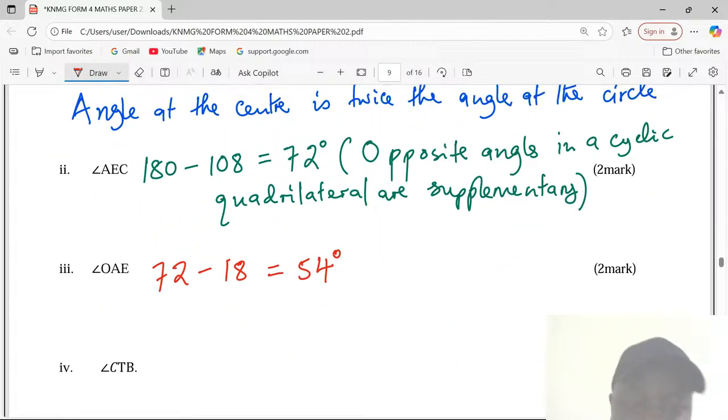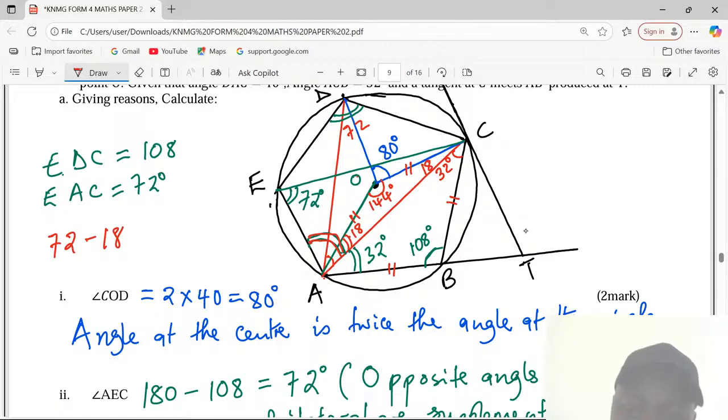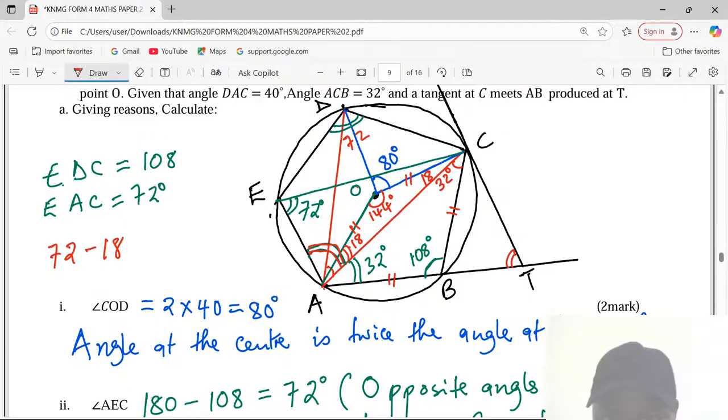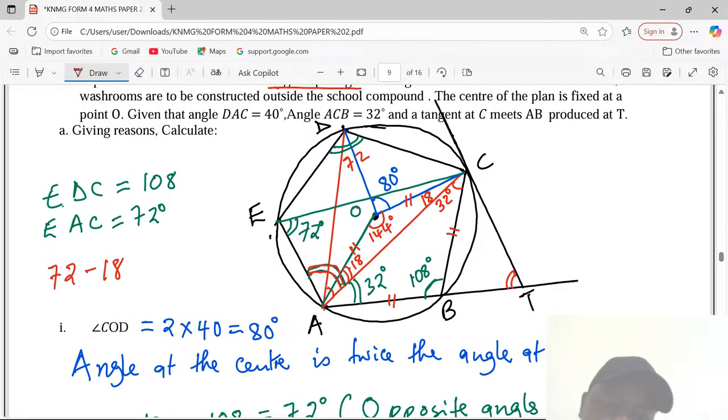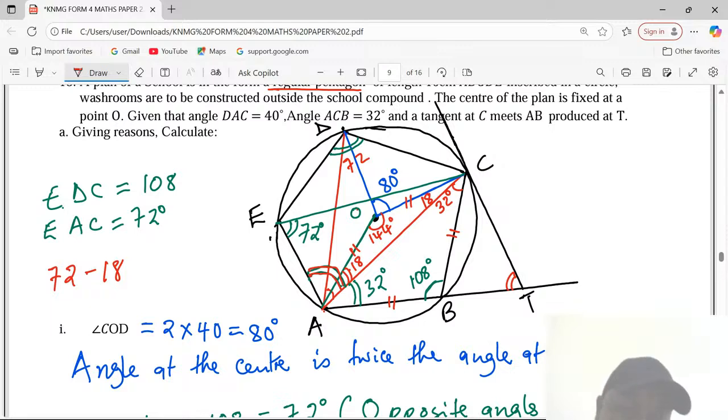CTB, the angle CTB, the angle at that point. I want you to observe how technically I'm going to handle it. We are already having 32 at this point, and we said this is also 32. So the chord BC is the one producing 32 at A. If it is producing 32 at A, it should leave an equal angle here.